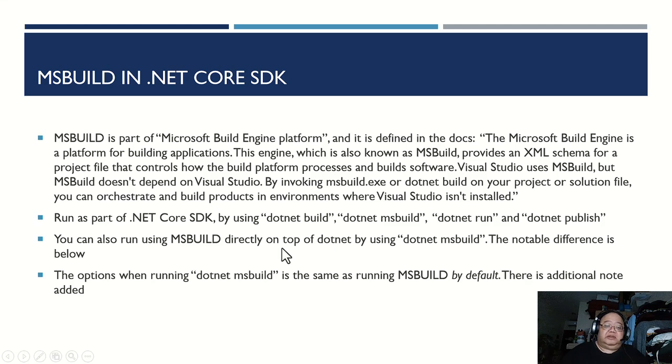You can also run MS Build directly on top of .NET using dotnet msbuild. This will give you the exact view and exact output of MS Build, meaning that you can also pass the optional parameters of MS Build as part of dotnet msbuild. And of course, you cannot use the same parameters with dotnet build, especially since dotnet build has additional parameters such as self-contained, no-self-contained, and many others.